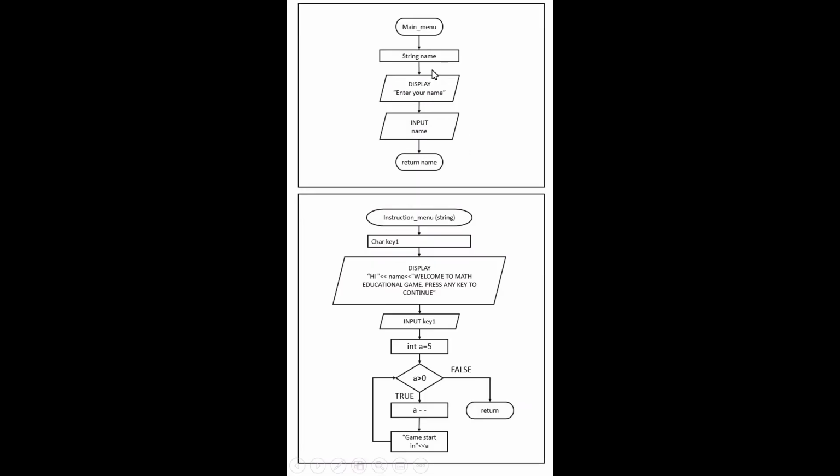So this is the first function, main menu, where we declare the variable string name. It displays a message asking the user to enter their name. The user enters their name, and it returns the name.